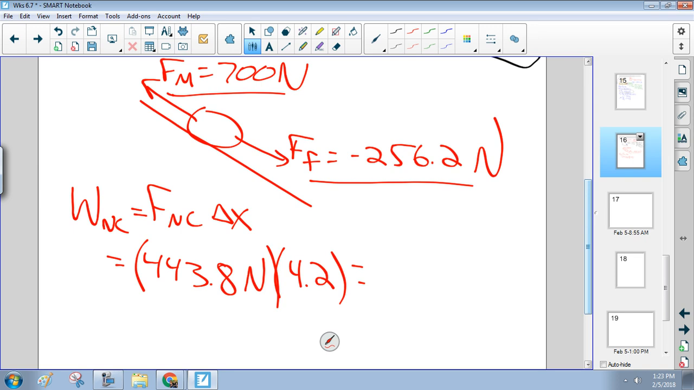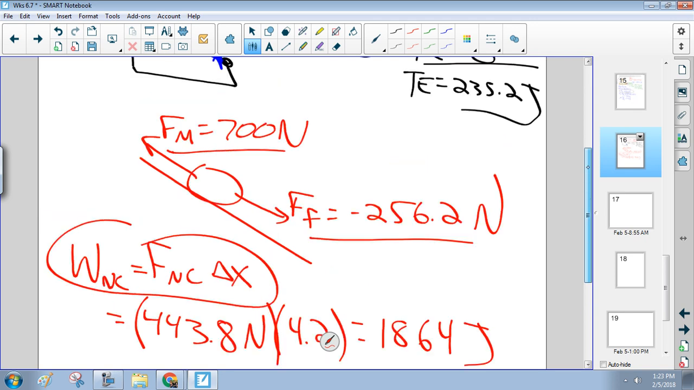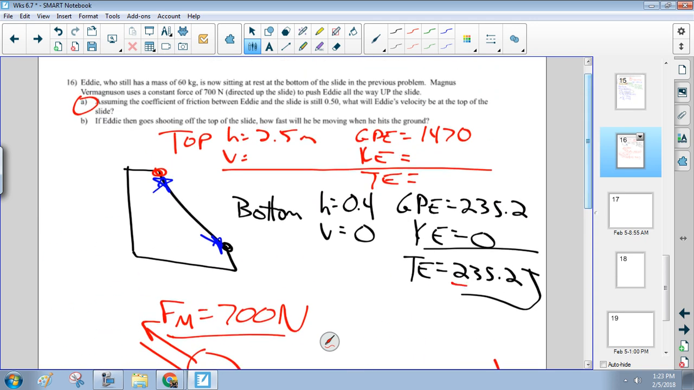Why do I remember these numbers? I don't know. Oh, I was wrong, so I'm glad I checked. 1864. Cool. So that's how much energy we gained because it's positive, as a result of our non-conservative forces. So if the total energy at the bottom is 235, and I gained 1864, then I gotta be able to just add, right? Plus 1864, that'll give me this. So it gives you 2099 joules, and now you can find your kinetic energy and your velocity.